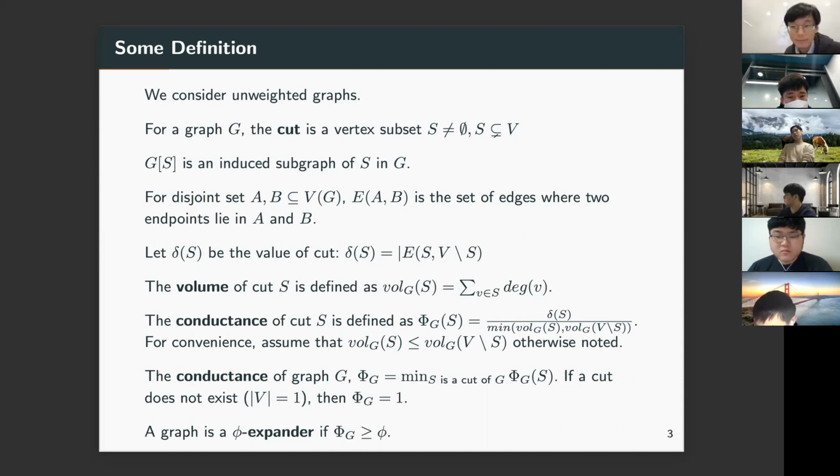A graph is a pi expander if the conductance is at least pi. Similarly, a graph is 3-connected when the minimum cut is at least 3. The graph is a pi expander when the minimum conductance is at least pi. So it's just the same thing.